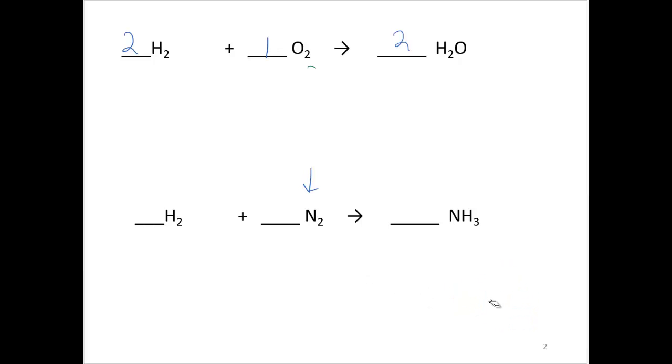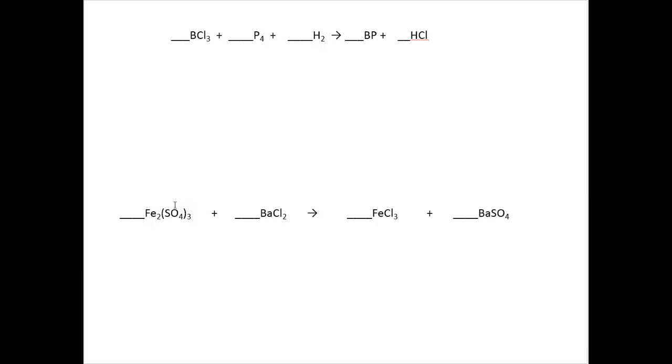There's no parentheses present. So I'm going to put a 2 in front of here. That will now balance my nitrogens with 2. But it also gives me 6 hydrogens. So by putting a 3 in here, I can get 6 hydrogens. And there's always understood to be a 1. Okay, let's do another one. So I'm going to show you several of these, and then you're going to have to practice.